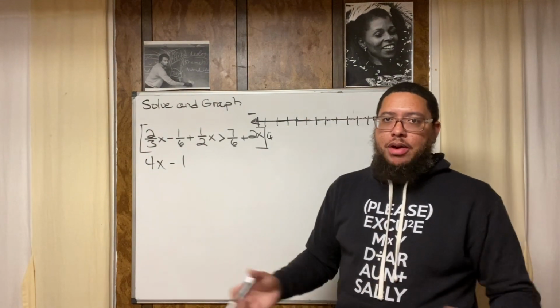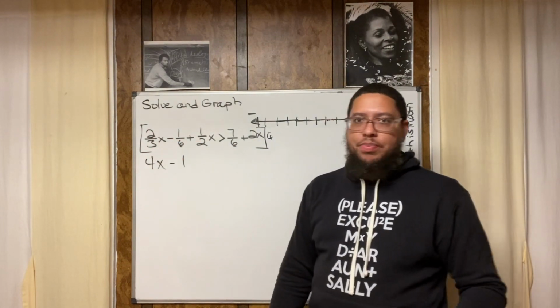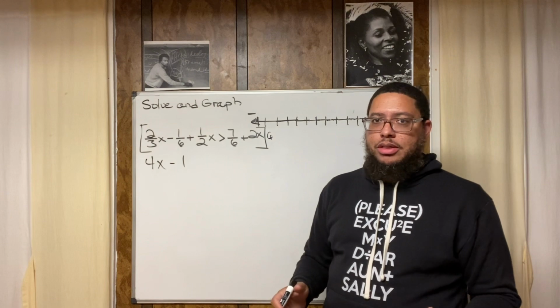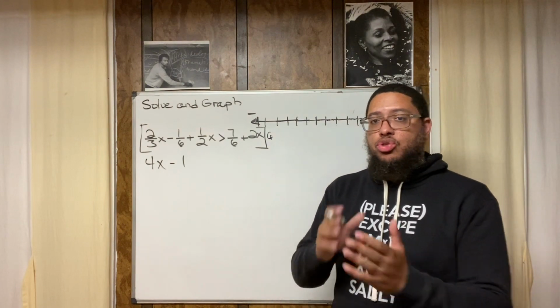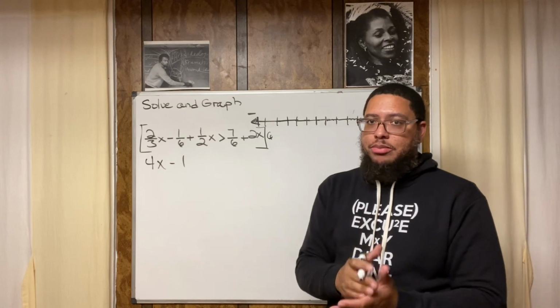What a lot of people do is multiply the 6 by the numerator and the denominator. That's not how you do multiplication. That's not how that works at all. So make sure you're not one of the people making that mistake, because that's tragic. I'm trying to tell you.